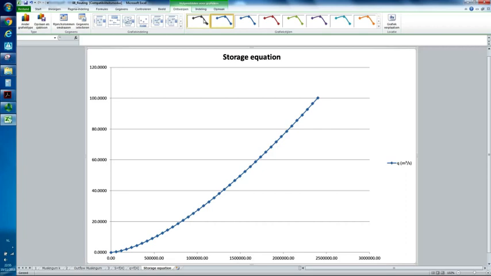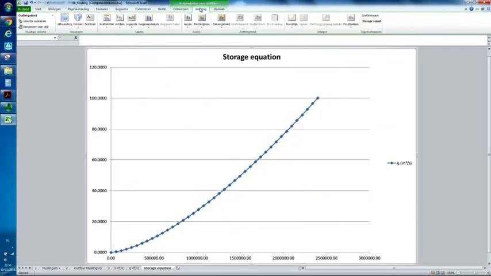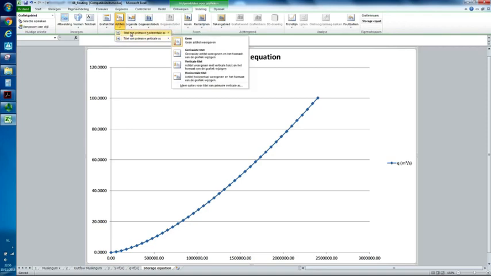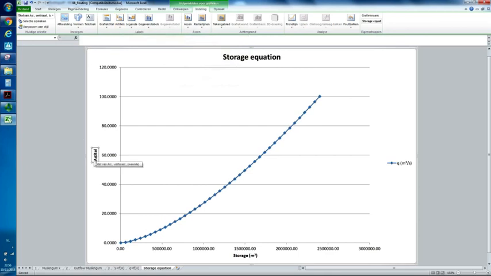And so on the horizontal axis, yes, we will have storage, of course in cubic meters, and on the vertical axis we have flow in cubic meters per second. So this is our storage equation.